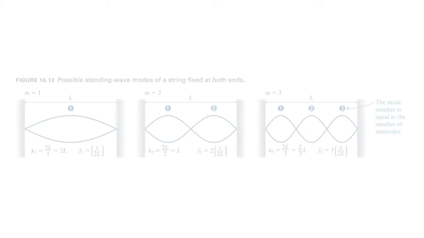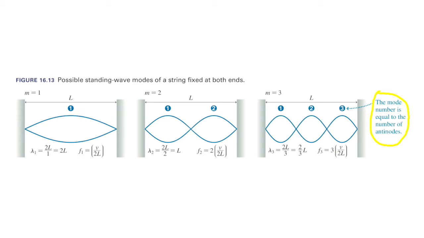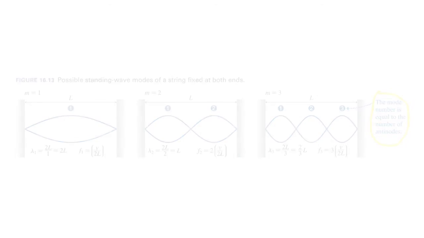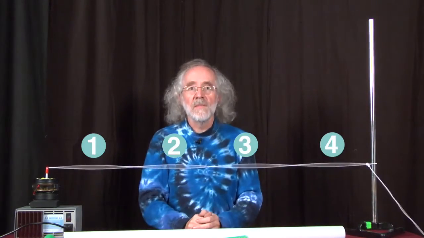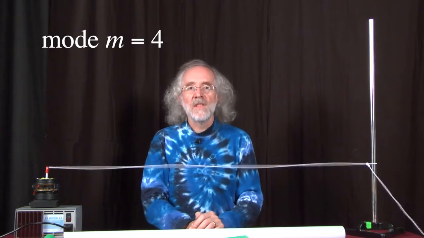Well, in fact, you've probably detected a pattern. As we'll talk about in the text, the mode number is just equal to the number of antinodes. So this is mode number 1, 2, 3, 4. This is mode number 4. And it makes sense. That continues the pattern that you saw before.